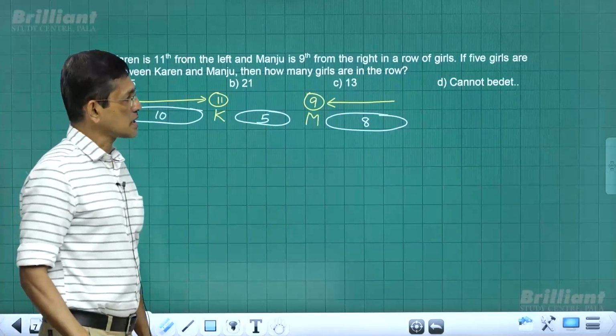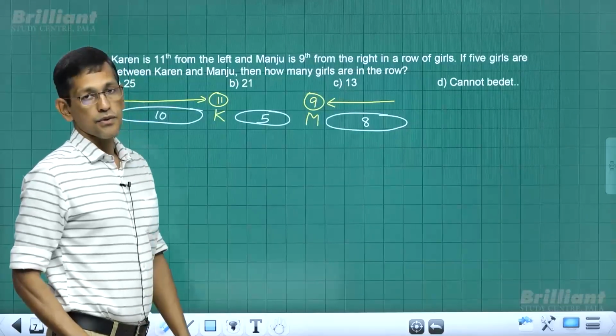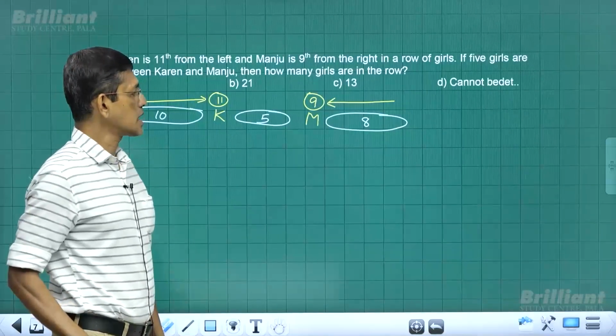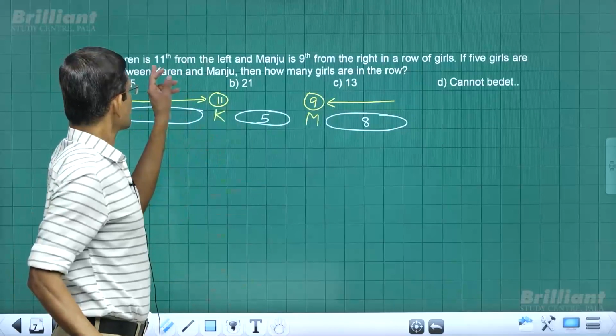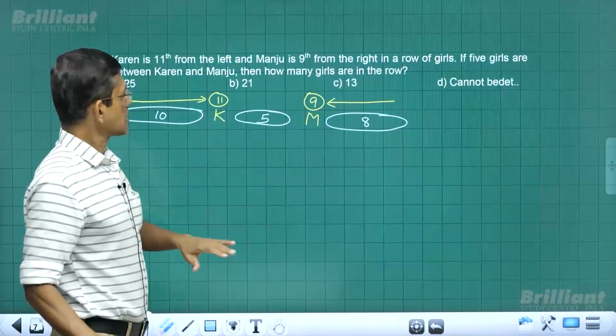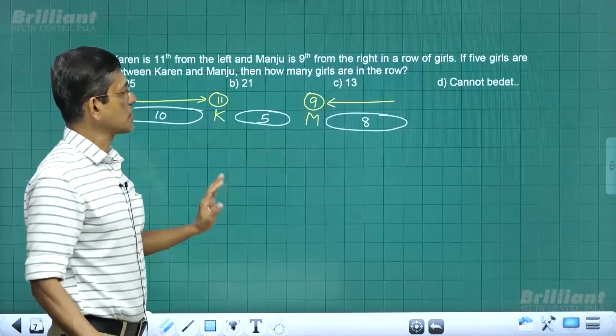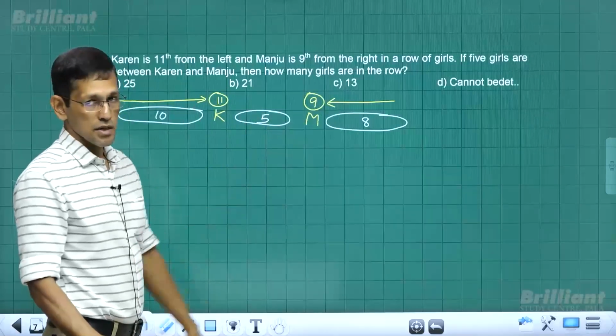Then, how many girls are in the row? If that's the case, how many girls are in the row? So, this is a row of girls. We have Karen, we have Manchu. And what is the question? How many girls are in the row?